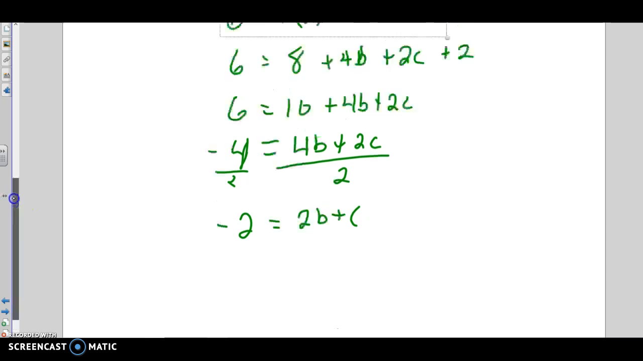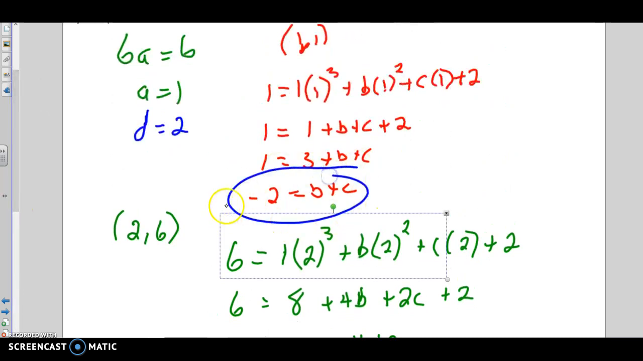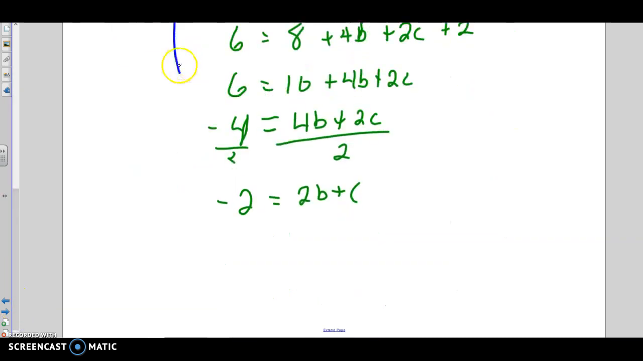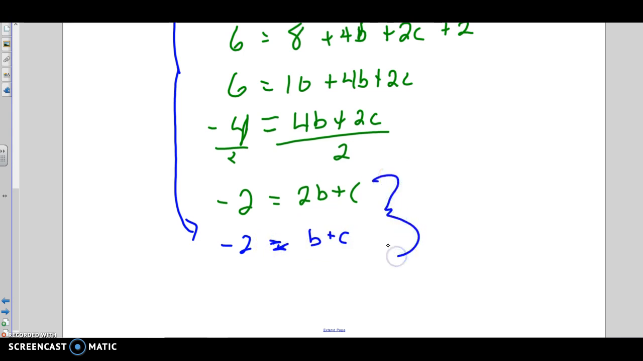If I bring back that first equation right here, I'm bringing it on down. Those are the two equations I have, and now I'm going to use these two equations to solve by system of equations. Hopefully you remember the 3 methods of solving them: graphing, substitution, and elimination.